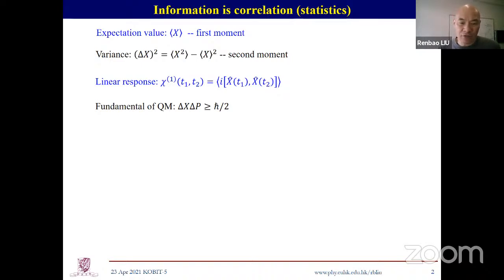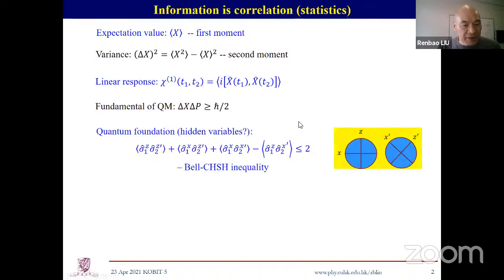The fundamental of quantum mechanics is summarized by this beautiful formula: the variance of position times the variance of the momentum is always greater than or equal to h bar over 2. Such correlations can also be used to test the quantum foundation, such as the famous Bell inequality or its later version.